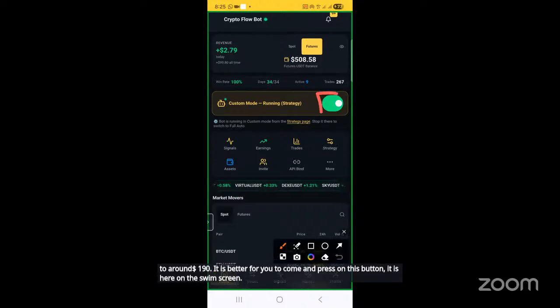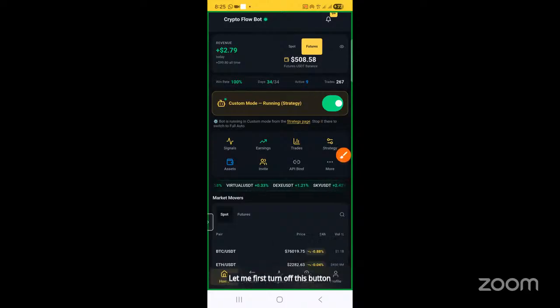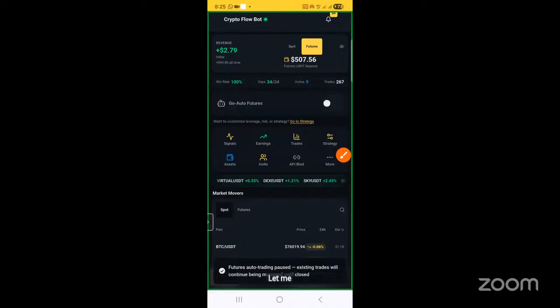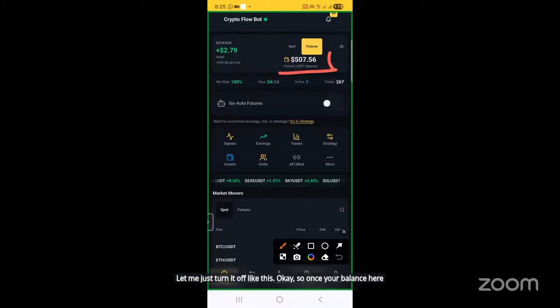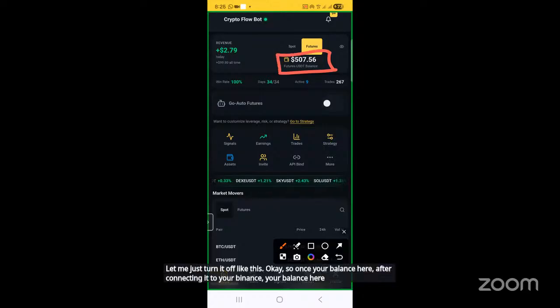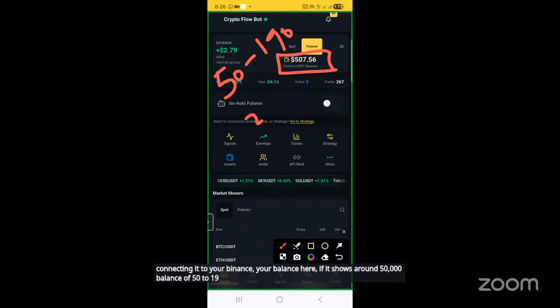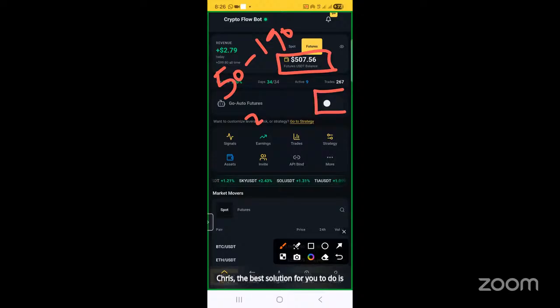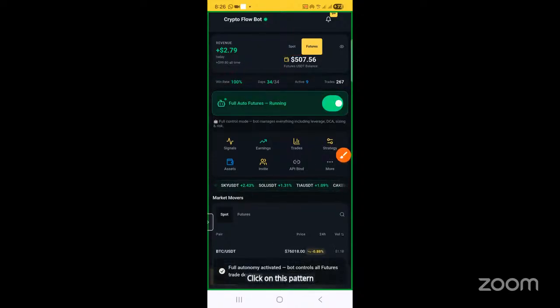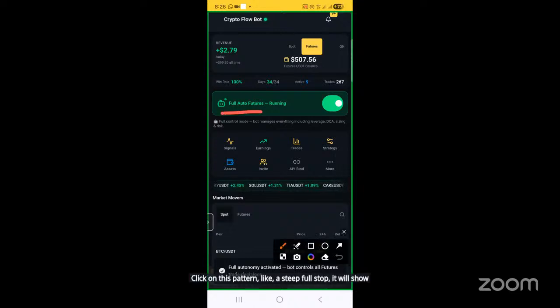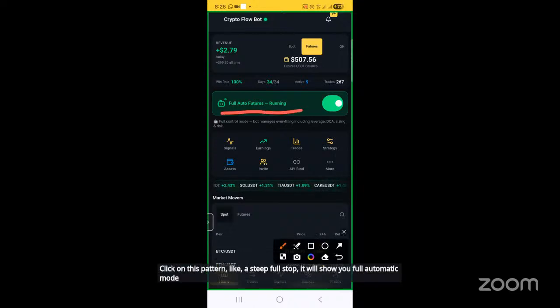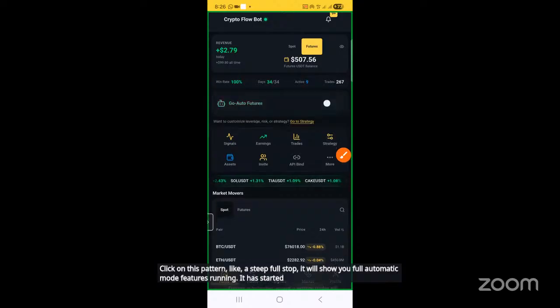Let me first turn off this button and show you what will happen. Let me just turn it off like this. So once you connect it to your Binance, if your balance shows around 50, or a balance of 50 to 190, or maybe 200 or even 250, the best solution is to turn on this button. Click on this button like this. It will show you full automatic mode futures running. It has started running. You don't need to get involved in it.